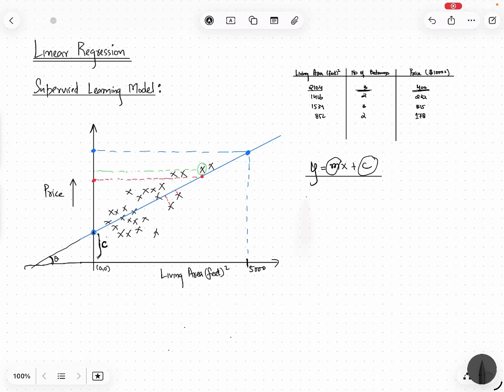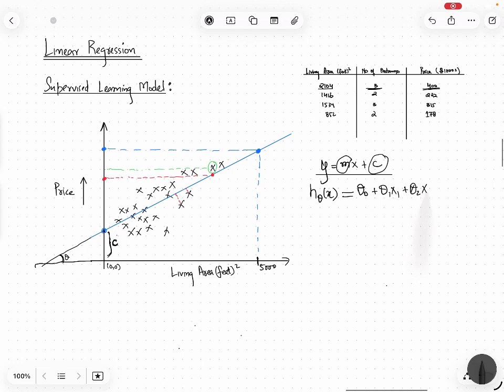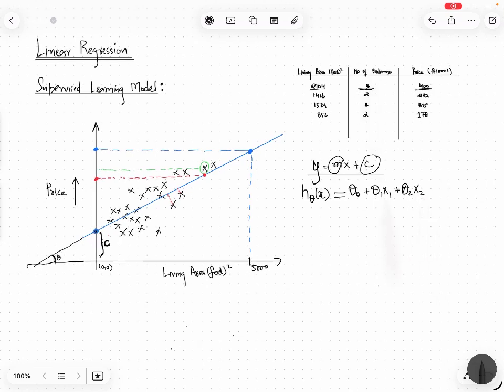To write this in a machine learning way, in machine learning we call this model the hypothesis, and it is denoted by h theta of x, where theta are the parameters and x are the features or input variables. In our case, living area and number of bedrooms. We can write our hypothesis as theta naught plus theta 1 x1 plus theta 2 x2. x2 is the number of bedrooms, x1 is the living area.